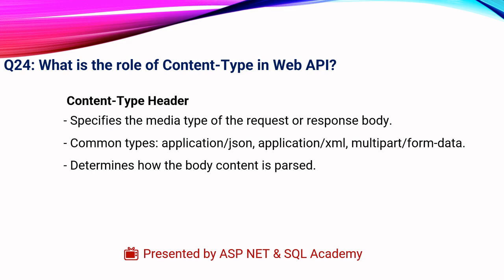The Content-Type header specifies the media type of the request or response body, helping the server determine how to parse the content. Common types include application/json, application/xml, and multipart/form-data.